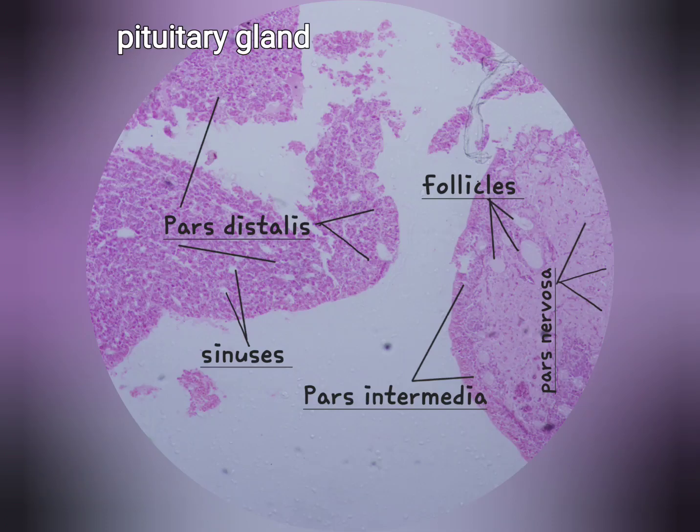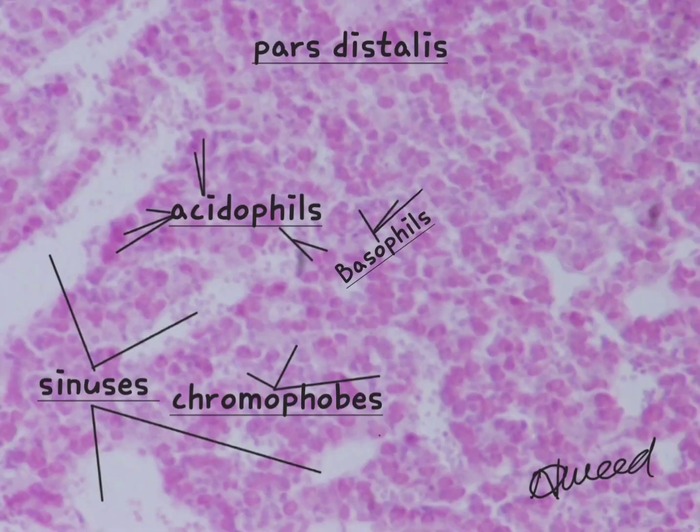Pars distalis is surrounded by a dense connective tissue capsule. Parenchyma consists of cords and clusters of cells, supported by scanty stroma. Sinusoidal capillaries are present between the cords. Cells of pars distalis are classified according to the staining properties. Number 1, chromophobes, and number 2, chromophils.